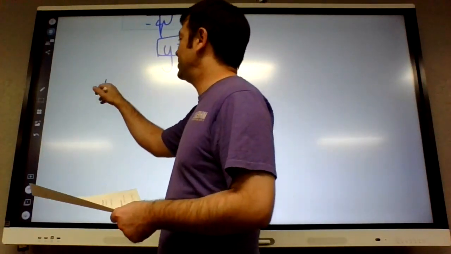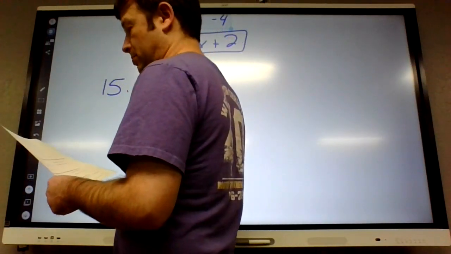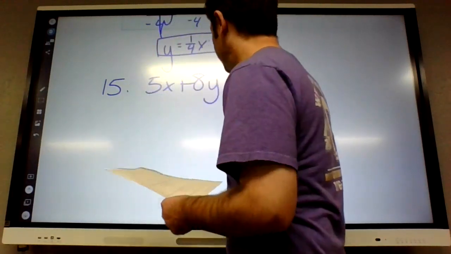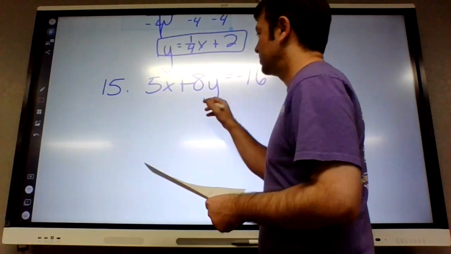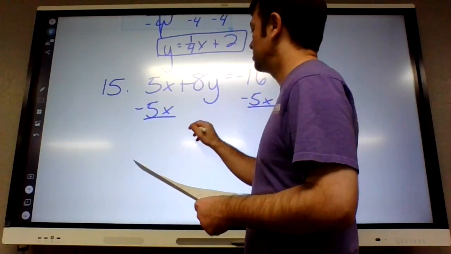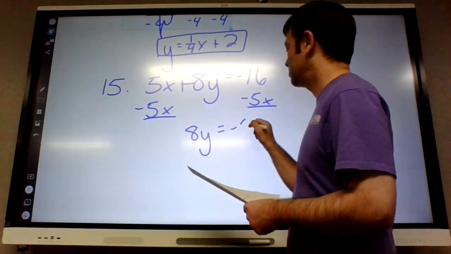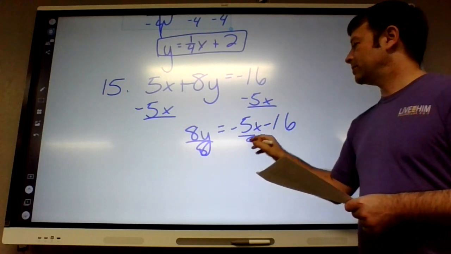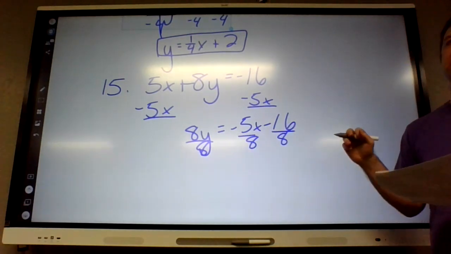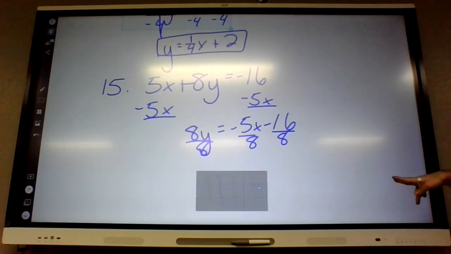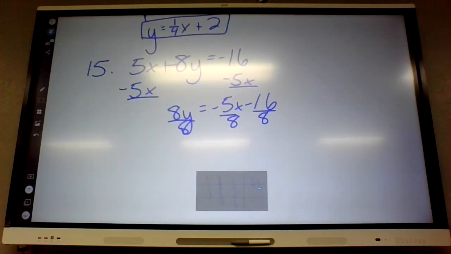Alright, 15. My turn. Moving on. Okay, Trey, what should we do first on 15? Minus 5x. And then divide by 8. So, guys, my advice on this is try to work ahead of me and then check back, see if you got it right. That would be better practice than just watching me do it.